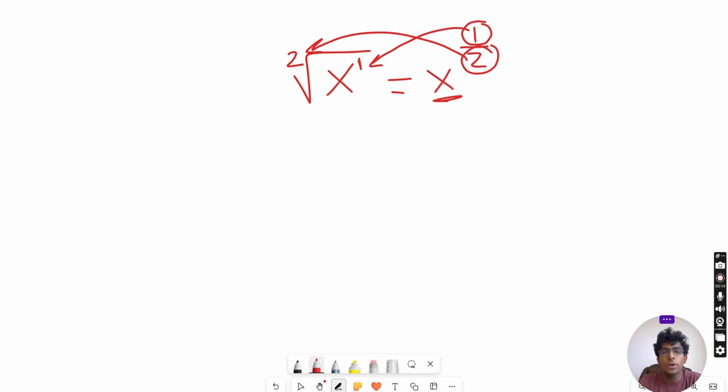So another example, let's say we have the cube root of x to the fourth. If we were to rewrite this as a fractional exponent, it would be x to the 4/3 power, okay? So that's how you convert between radicals and fractional exponents.